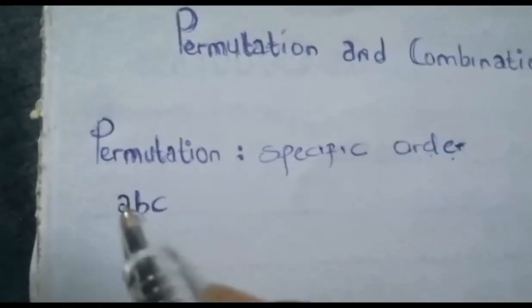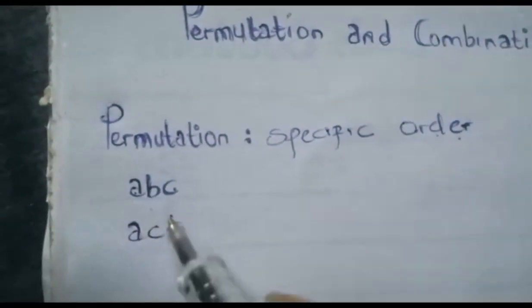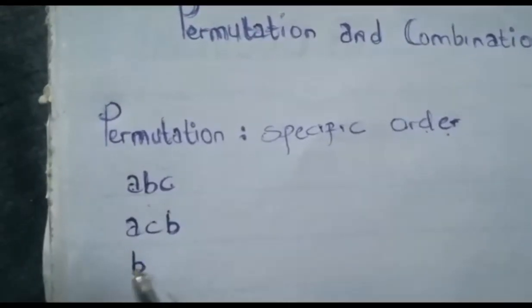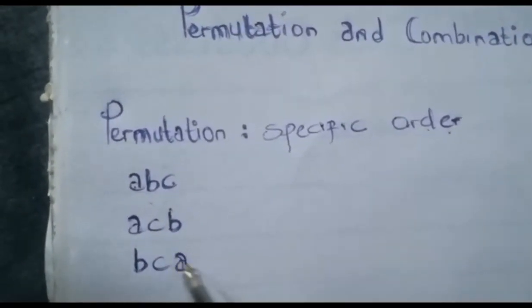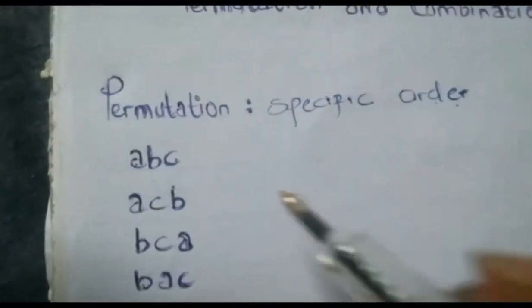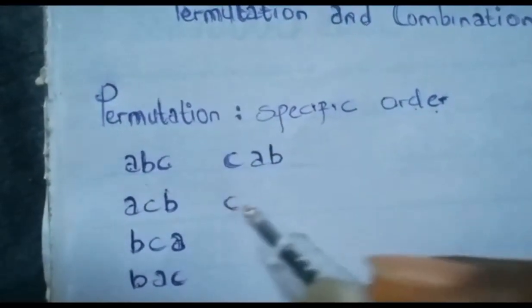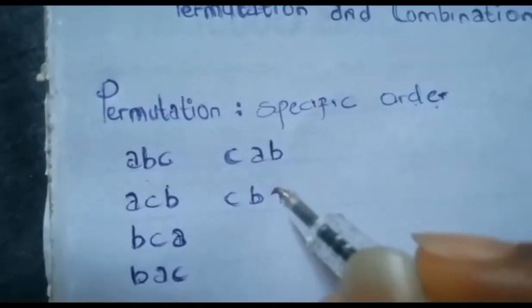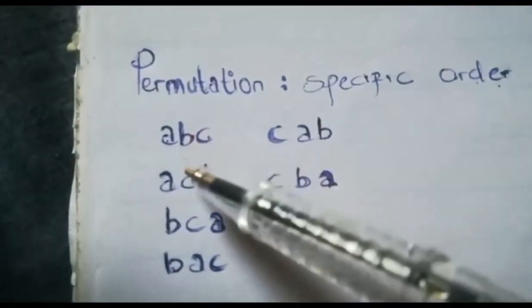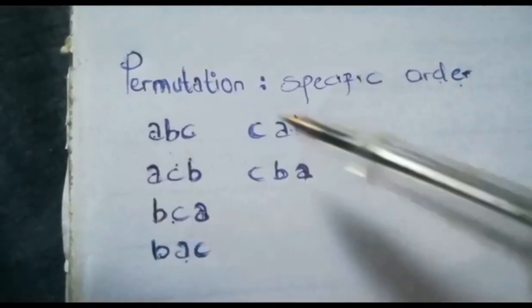We can arrange this ABC as number 1, ABC. We can arrange it as ACB. We can arrange it as BCA. We can arrange it as BAC. We can arrange it as CAB. We can arrange it as CBA. Now, look at how many ways: 1, 2, 3, 4, 5, 6. So we have 6 ways of arranging them.